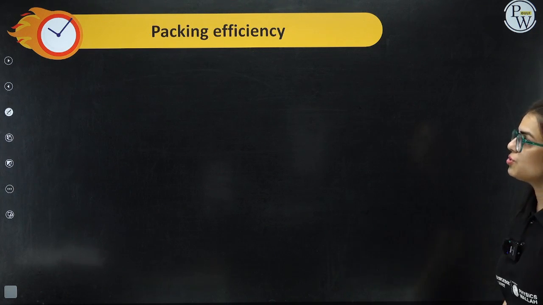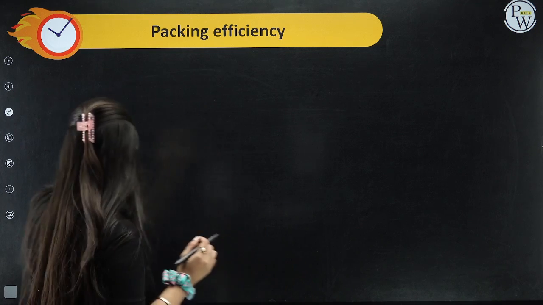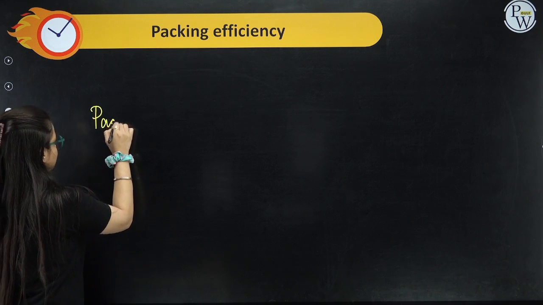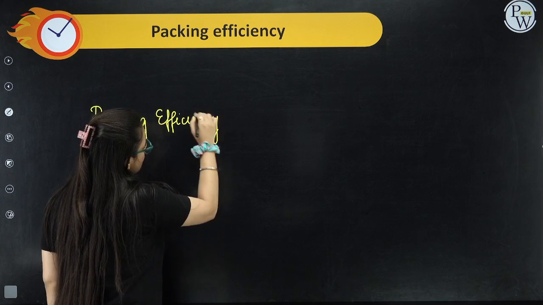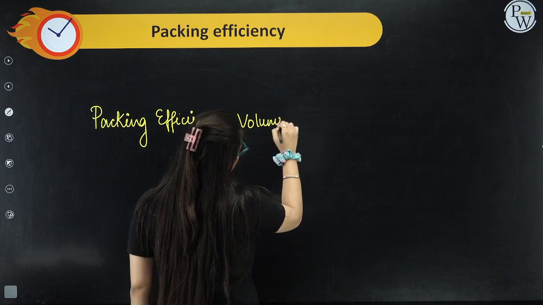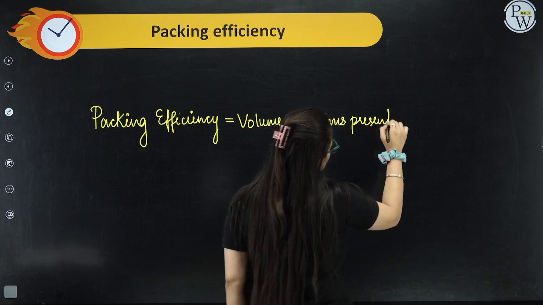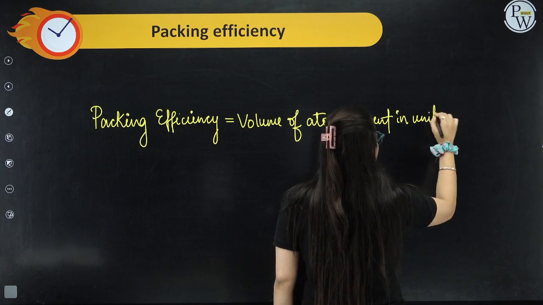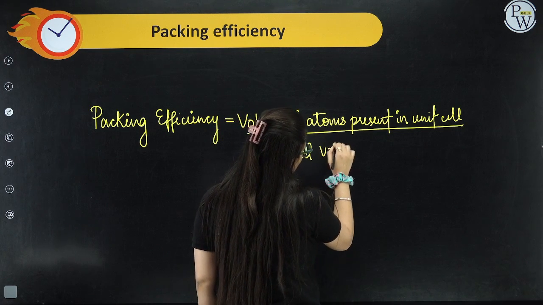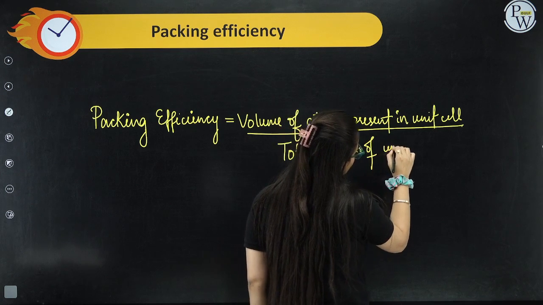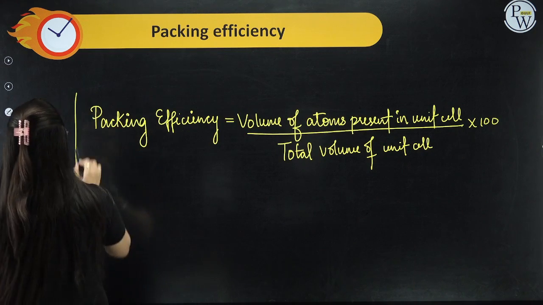Clear, everyone? Now students come packing efficiency. What is packing efficiency? How efficiently you are packing particular atoms in a particular crystal lattice. How you are going to calculate it? See, students, packing efficiency is equal to the volume of atoms present in a unit cell divided by total volume of unit cell into 100.